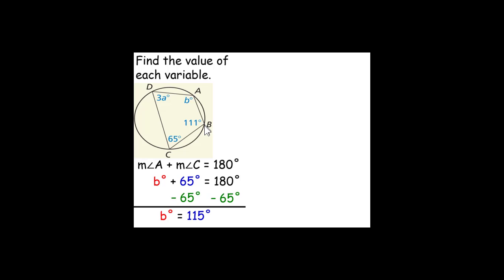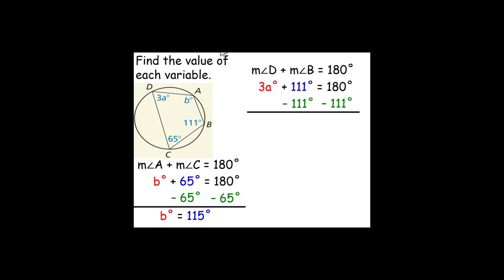Angle D and angle B are supplementary. I can say the measure of angle D plus the measure of angle B is equal to 180 degrees. Substitute, subtract 111 from both sides. Divide both sides by 3, and we get A is equal to 23 degrees.